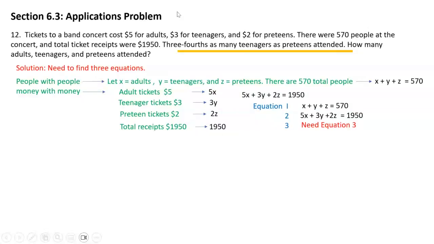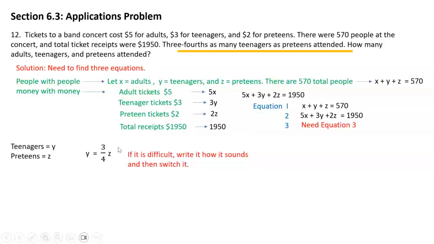Okay, guys, this is a little bit challenging, right? But write it how it sounds, and then change or flip it. This is the solution: y equals 3/4 z. But that's the reason why I say, well, how on earth did you get that? If it is difficult, write it how it sounds and then switch it.